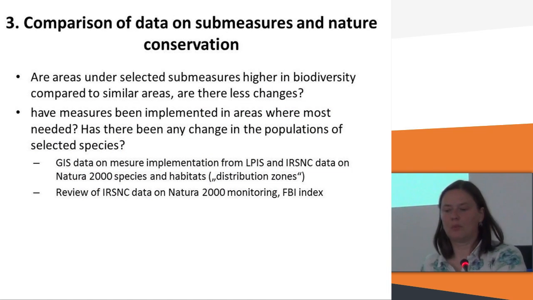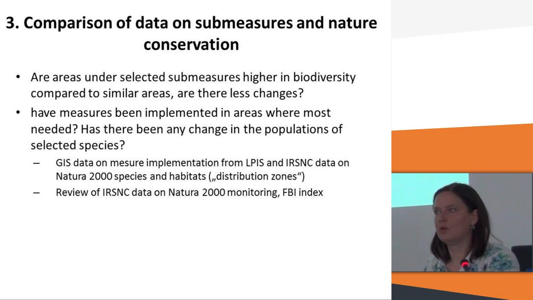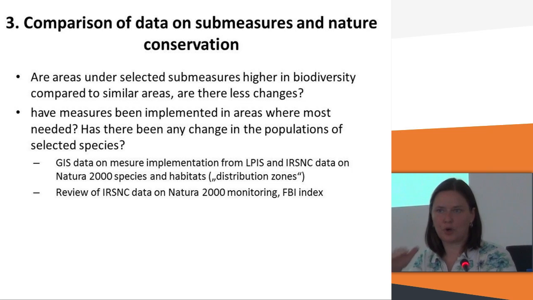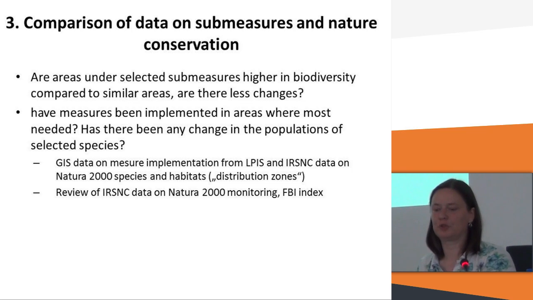Then we made a comparison of these data on submeasures with the data on nature conservation. So we tried to see if the areas under the selected submeasures are maybe higher in biodiversity and if there is any change, any trend. So are these submeasures, where they are implemented, supporting, increasing biodiversity, or at least keeping it on a constant level? Because the indicators are actually showing a steady decline. So even keeping it level would be beneficial.